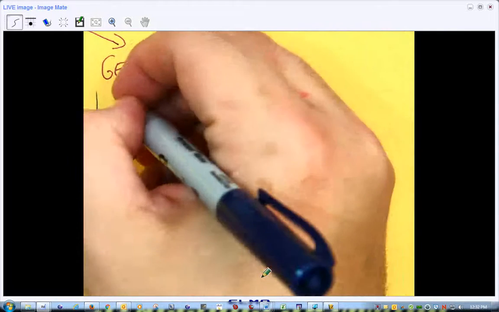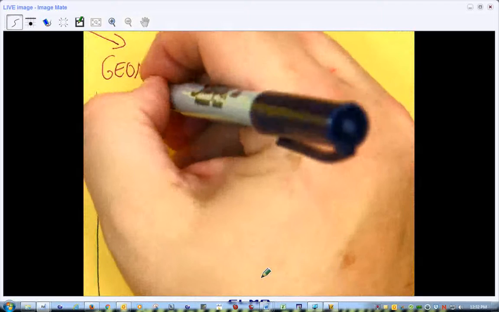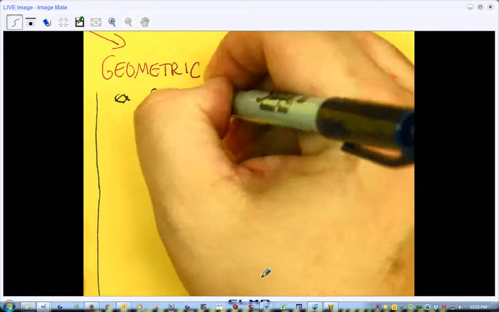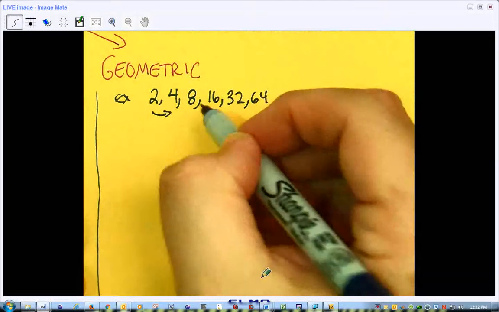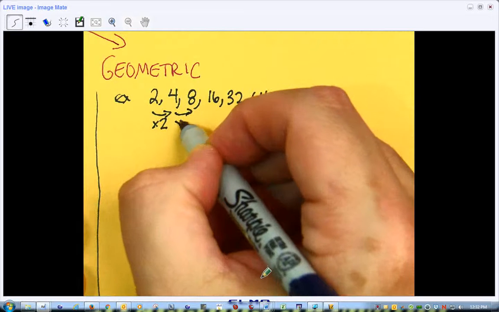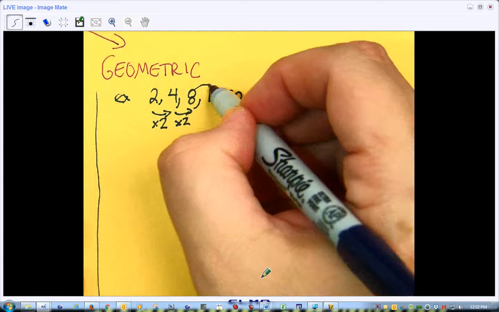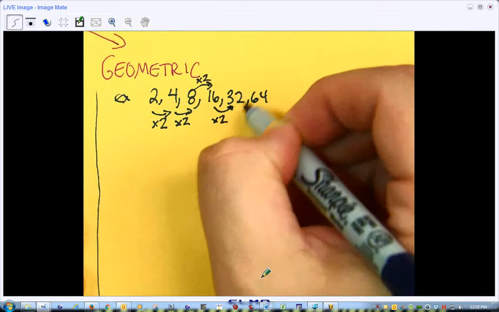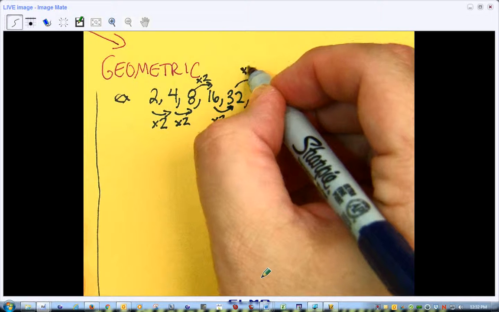Now, an example of this sequence would be 2, 4, 8, 16, 32, 64. How am I getting from 2 to 4? Multiplying by 2. From 4 to 16? Multiplying by 2. 16 to 32, multiplying by 2. 32 to 64, multiplying by 2.